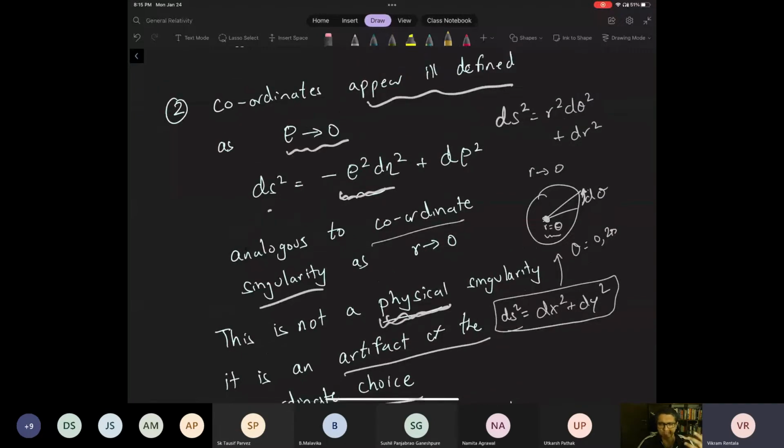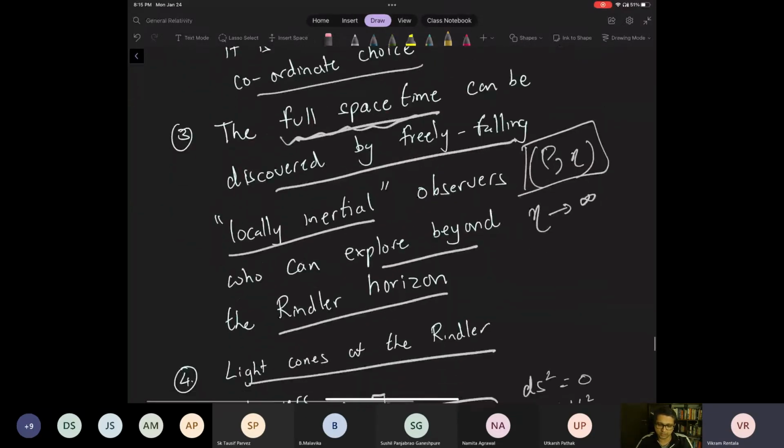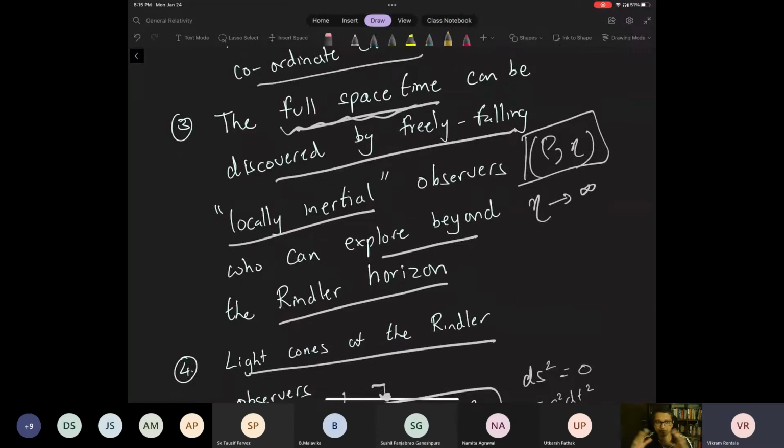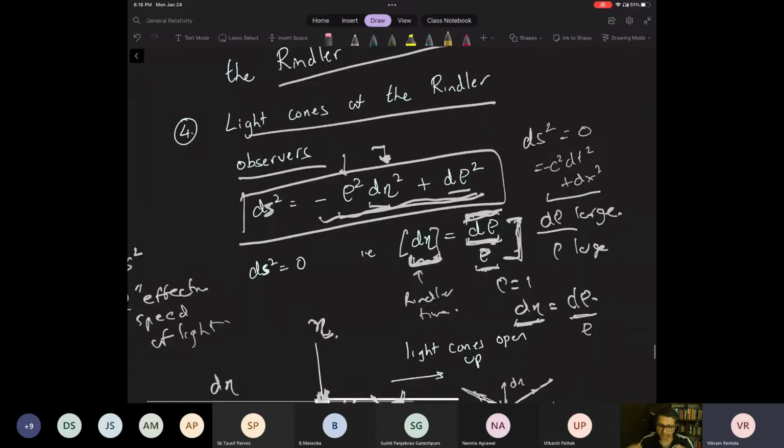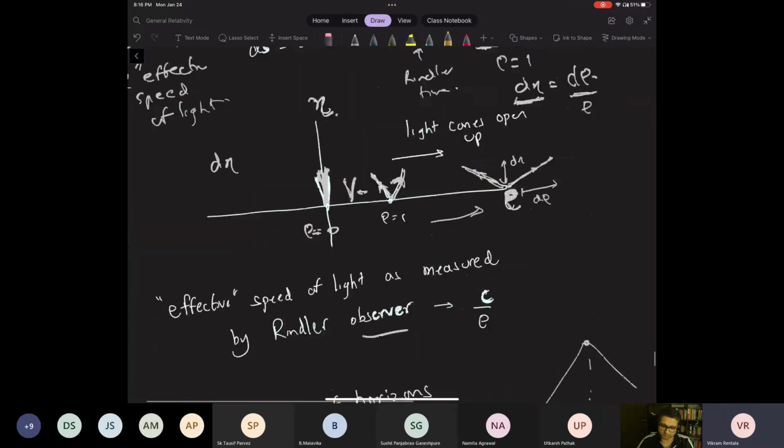The other thing is sometimes your coordinates might appear to be ill-defined, but this is not necessarily a feature of gravity or anything like that. That's just a feature of your coordinate system. You might switch to a coordinate system in which you don't find these artifacts at all. And the full spacetime can be discovered by freely falling objects like these inertial objects, which can explore beyond the Rindler horizon. And the light cones of the Rindler observers close up as you get close to the Rindler horizon. That is, you are not able to travel very large Rindler distances, rho, in time theta, as you get closer and closer to the Rindler horizon.